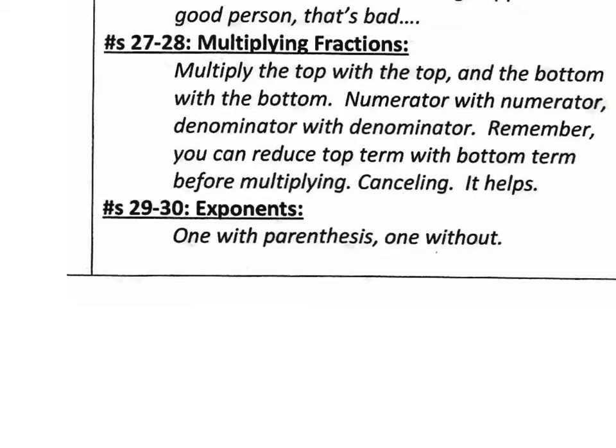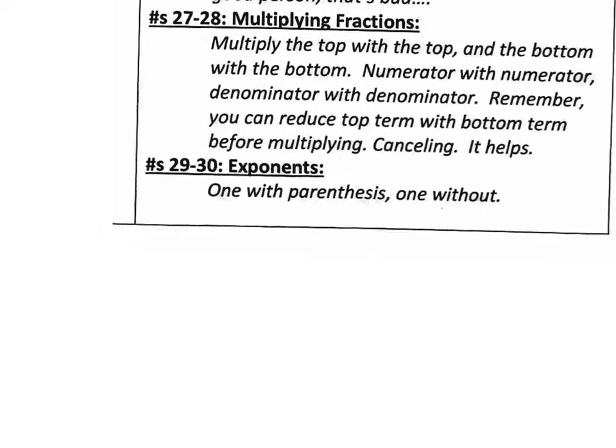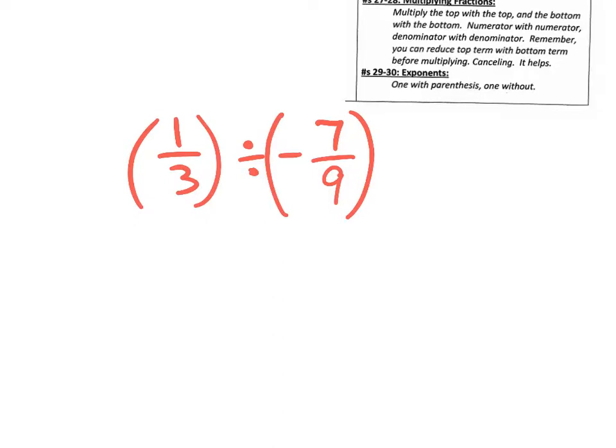Anyways, multiplying fractions is easy. You simply multiply the top with the top and the bottom with the bottom. So let's give an example. How about that? 1/3 divided by negative 7/9. You change to multiplication. So this division right here is going to change to multiplication. And then we do the reciprocal of the second fraction only. So it's going to be 9 over 7, but it's still negative. And the 1/3 does not change. The 1/3 just comes down.